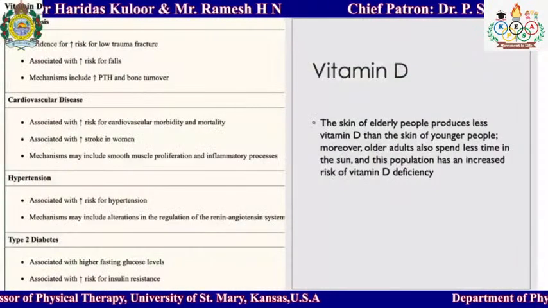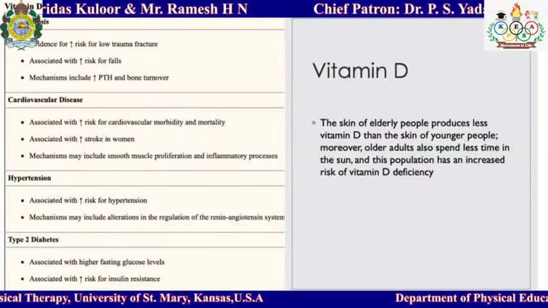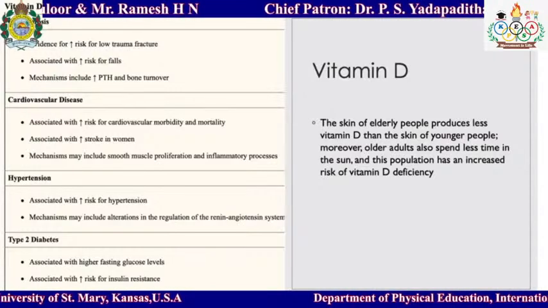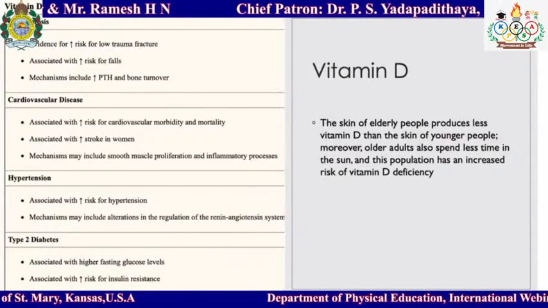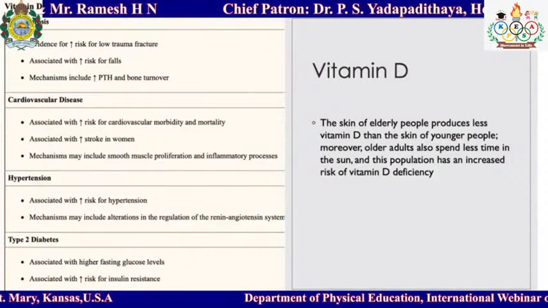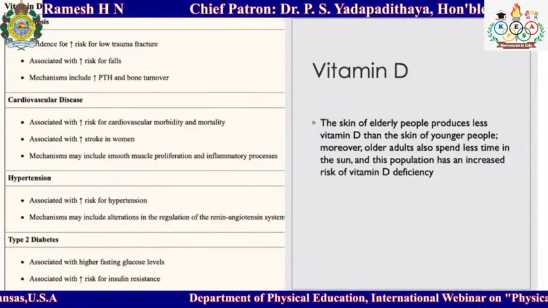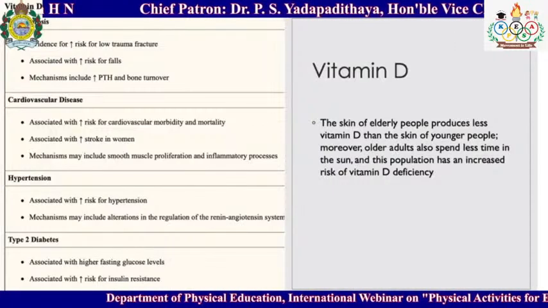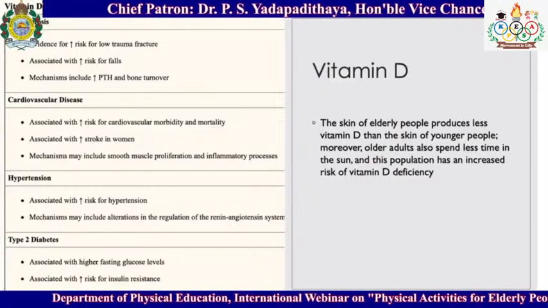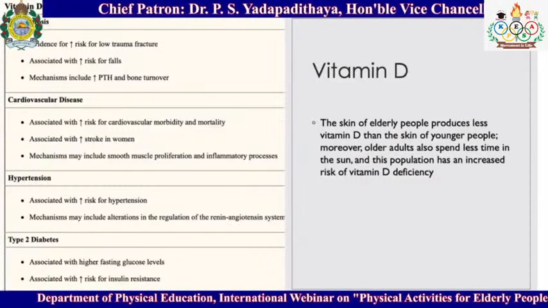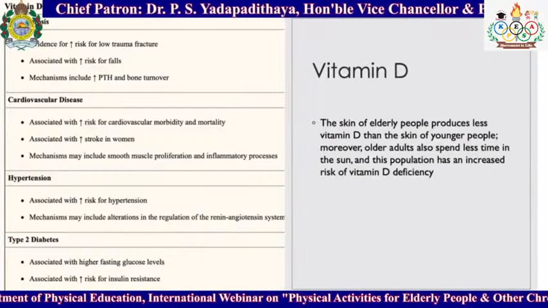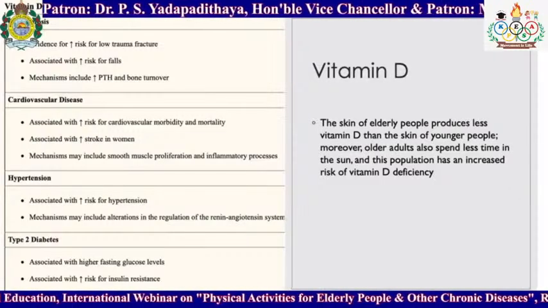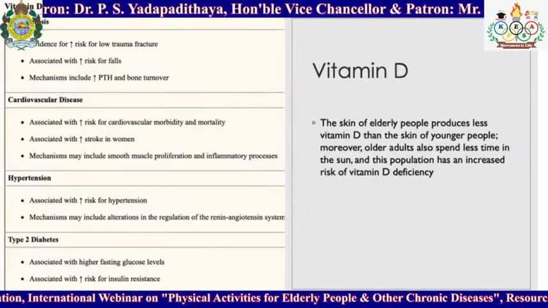One vitamin I wanted to make special mention of is vitamin D. It seems like the research keeps coming out on just how beneficial vitamin D is. And now they're actually kind of turning vitamin D almost to have hormonal effects at some point. So why do we need vitamin D, and why is especially D3 so important for our patients? Well, for one reason, the skin of the elderly produces less vitamin D in general than younger people. They also spend much less time in the sun overall and are at very much higher risk for vitamin D deficiency.